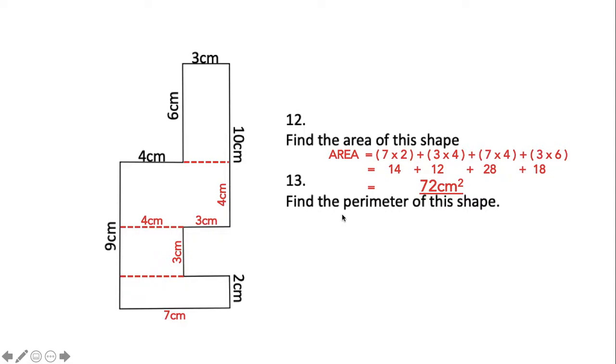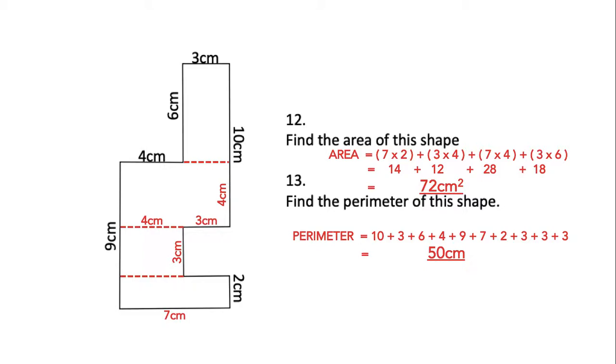And then find the perimeter of the shape. Well, that's just a question of adding up all the way around the edge. So we've got 10, which is this bit here, plus 3, plus 6, plus 4, plus 9, plus 7, plus 2, plus 3, plus 3, plus 3. Takes you back to the start. That gives you 50 centimeters. So remember, it's a length, it's in centimeters.